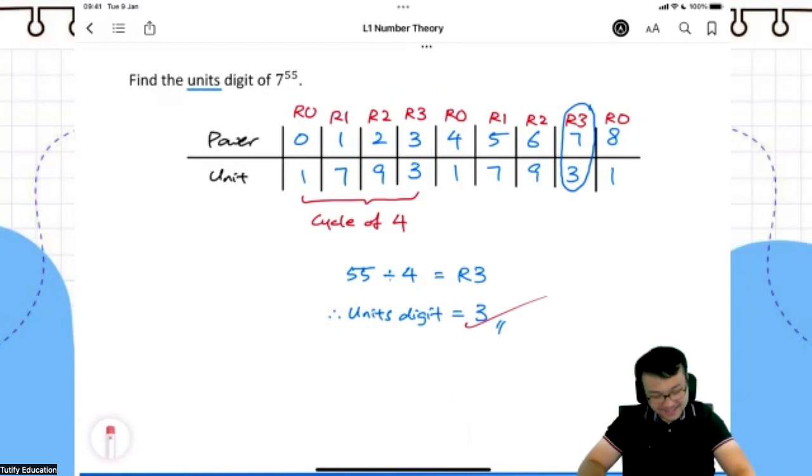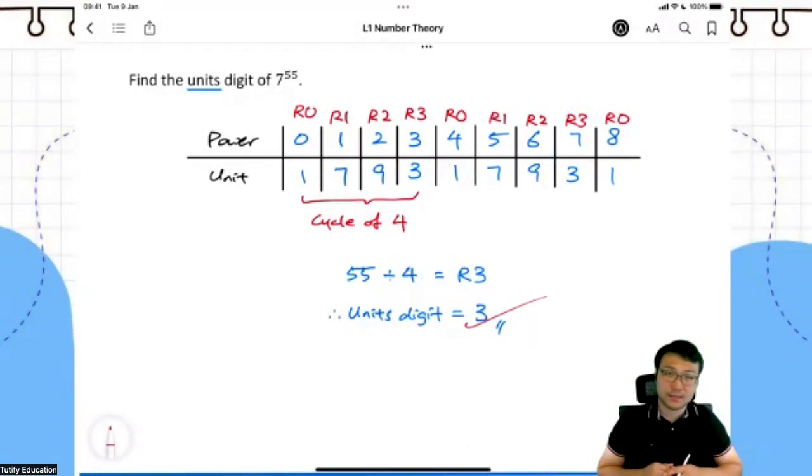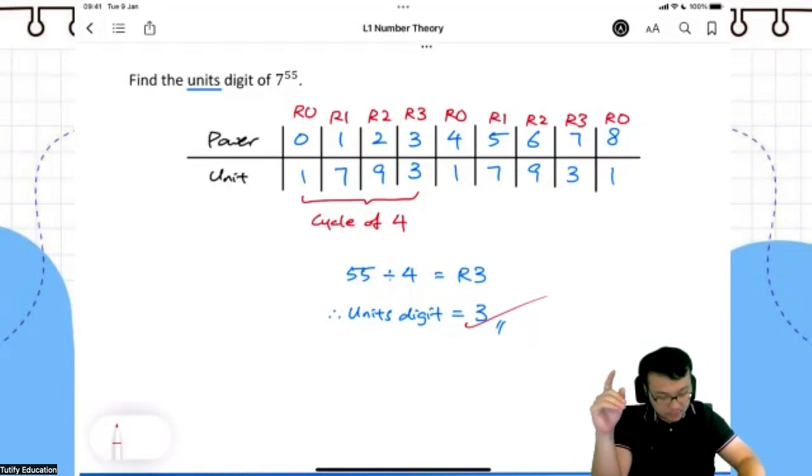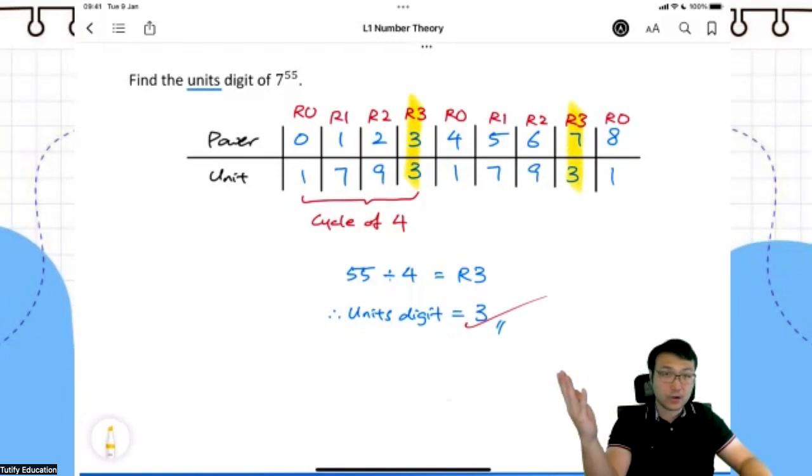Okay? Anyone has questions about this? What did we do here? We spotted a pattern. And we made use of this pattern to figure out which number corresponds to the power of 55. How do I know what corresponds to 55? I take 55, I divide it by 4. I realize that the remainder is 3. And whenever the remainder is 3, I realize that the last number is 3. The units digit is 3. Therefore, I can conclude that the units digit must be 3.